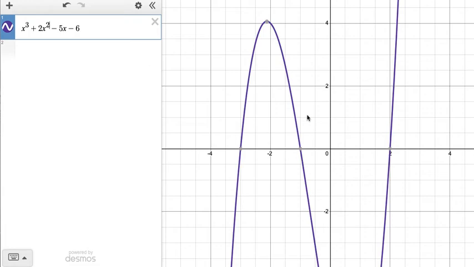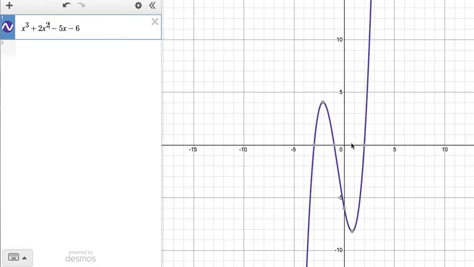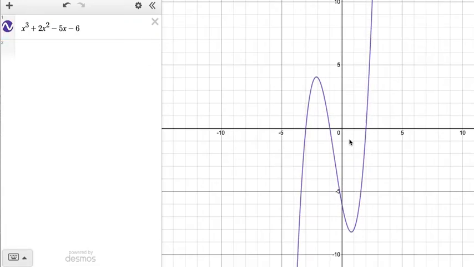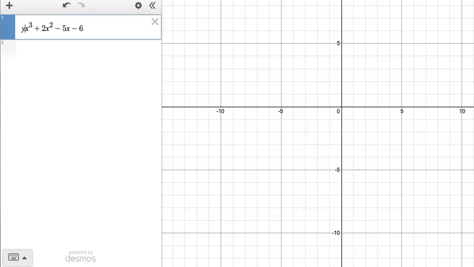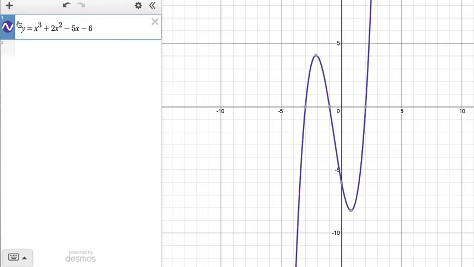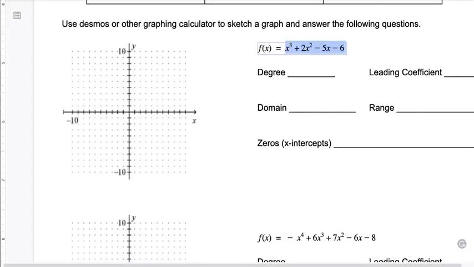Okay, so we got some good information here, and we're going to look at the key characteristics of this equation. And of course, you can plug in y equals here, and it's probably better if you do, but it's not necessary. As you can see, Desmos will read it either way. So we're looking for a few things. We're looking for the degree, the leading coefficient, the domain, the range, and the zeros.